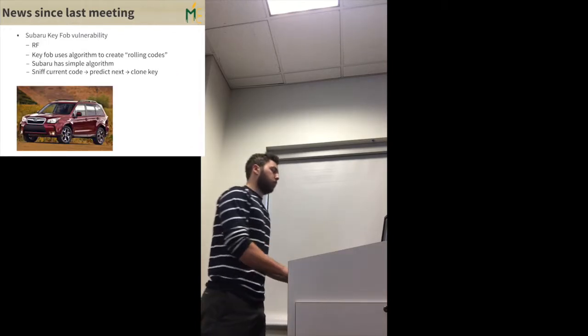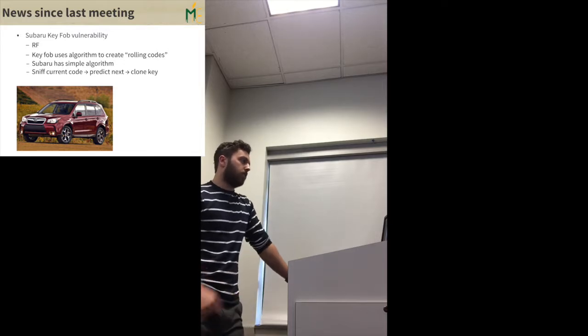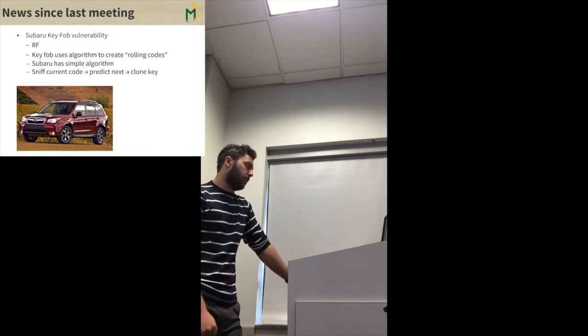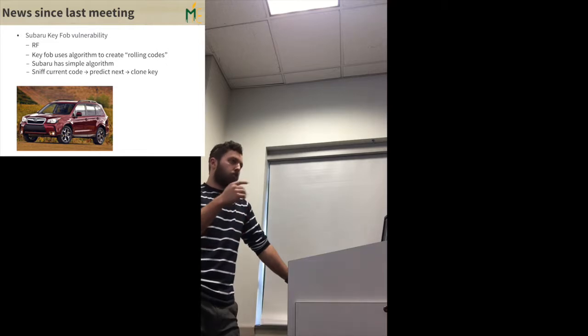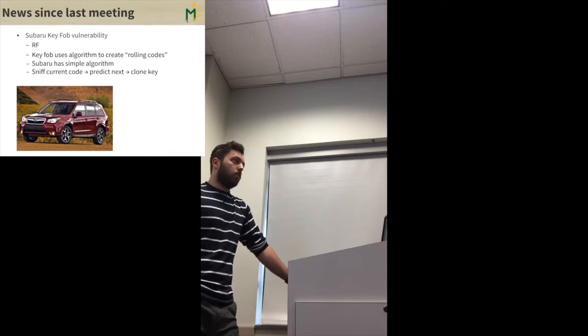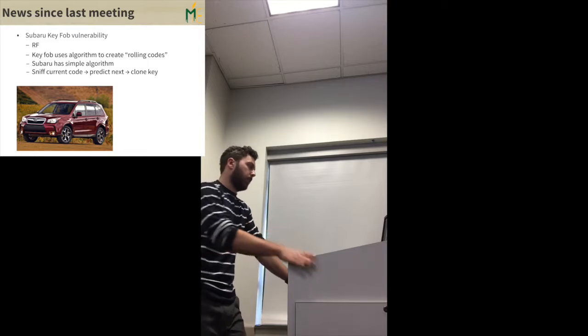Another news is there was a Subaru key fob vulnerability found. So you know how we talked about car hacking last week? Well, people are doing it, and they're doing it successfully. This one was a really simple one. If you don't know how key fobs work, it uses a radio frequency, and if you transmit certain signals on this radio frequency, it unlocks your car, or opens your trunk, or starts the car, or whatever.